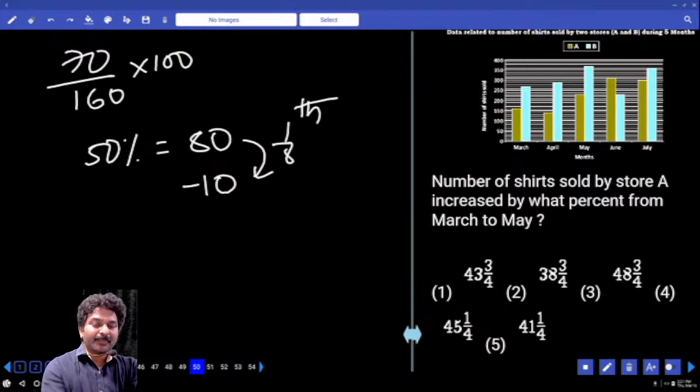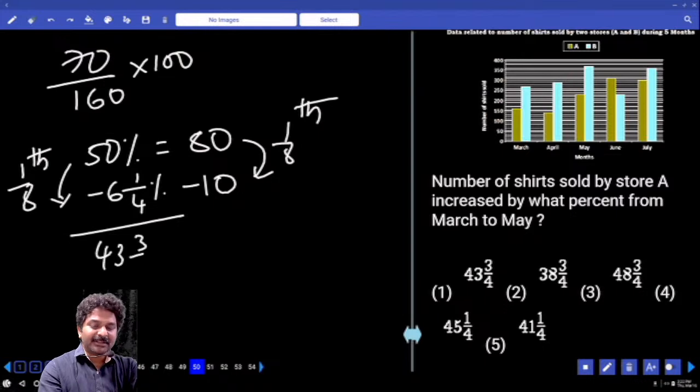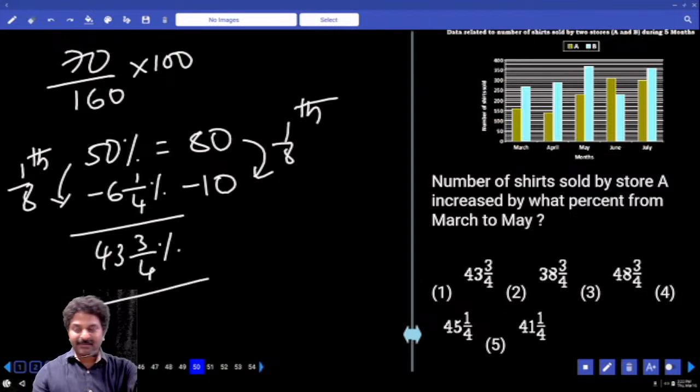1/8 only. On the left-hand side also I will calculate 1/8 and then subtract it. Is that okay? 6 into 8, 48. 2 left by 8, 2 by 8, 1 by 4. So if you subtract 6 1/4% from 50, the answer is 43 3/4%.